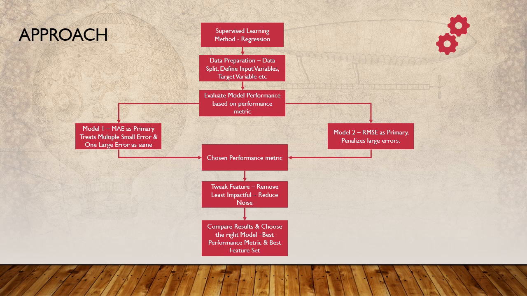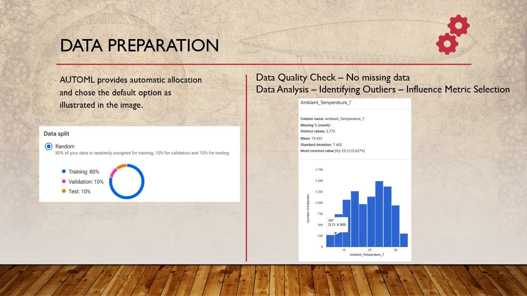Based on that, I'll pick one of these and then tweak the features, meaning I'll remove the least impactful features to reduce the noise and see if the results are good. If it's good, I will compare them. So basically, after all these comparisons, we're going to arrive at the best performance metric and the best feature set to arrive at the prediction. So that's the approach.